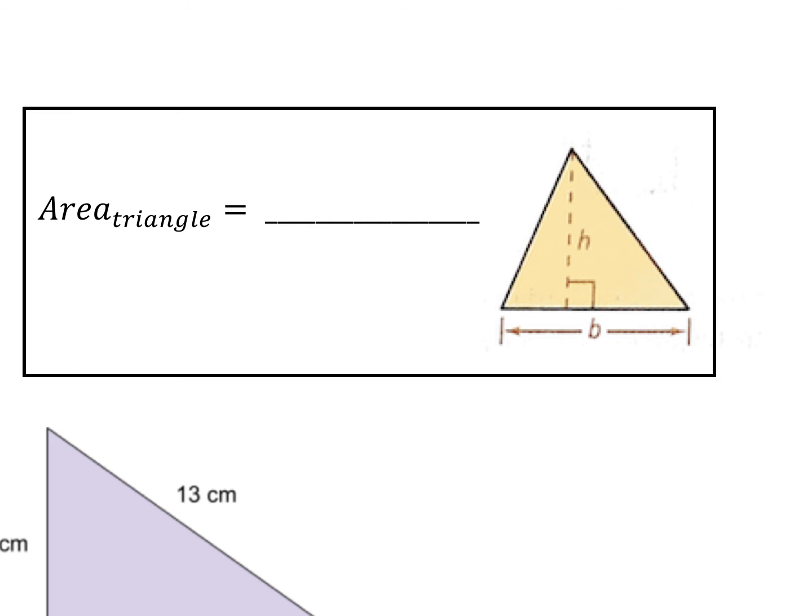What's the formula you know for the area of a triangle? 1/2 base times height, or base times height divided by 2.